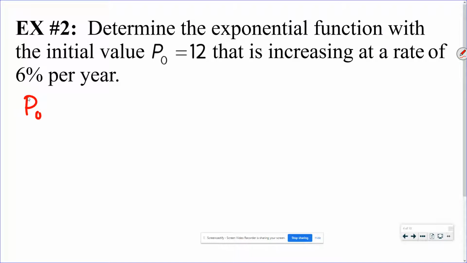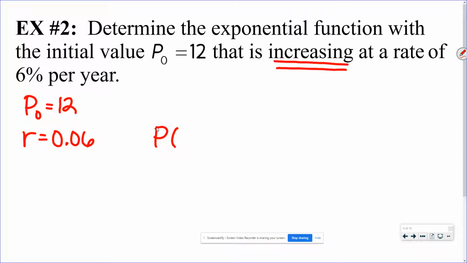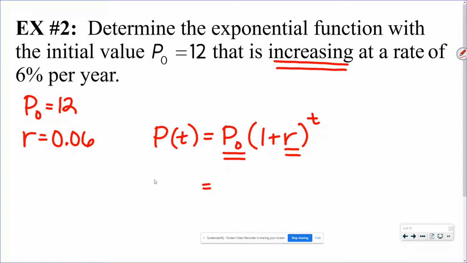So basically, we know P sub 0 is going to be 12, and we know that the rate is 6%, but we're going to write the rate as a decimal. I also know that my rate is a positive number because it says that it is increasing. So we're just simply writing the function. And if you know the setup of your exponential population model, then all you've got to do is identify P sub 0 and identify R and plug them in. Okay, that's all you have to do.